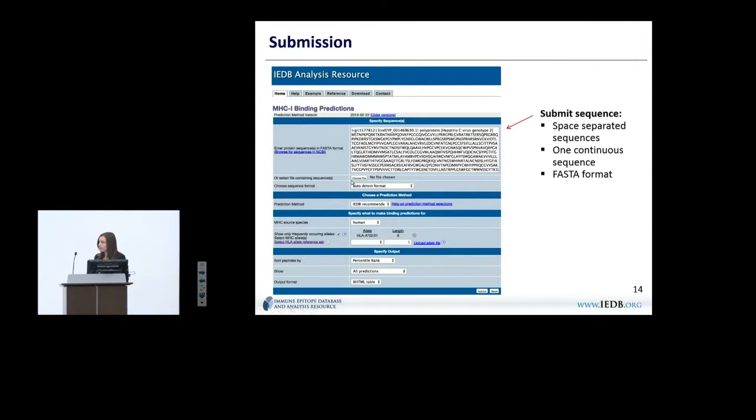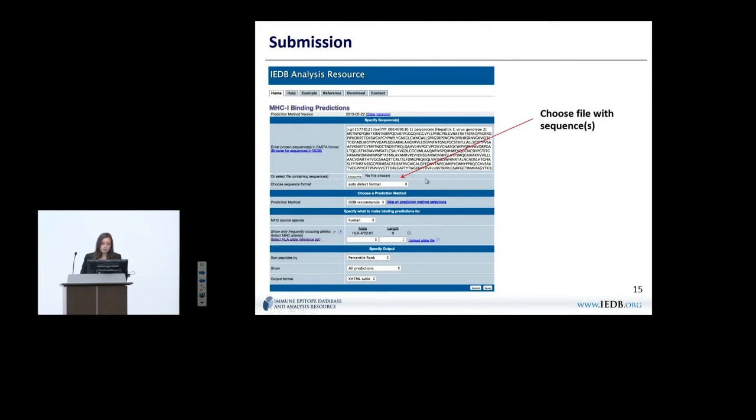So this is just getting back to the main submission page, and I'm going to walk you step by step through how to do predictions. If you come to this page, this is the place where you put your protein sequence in, the protein that you're looking for epitopes within, and you can put it in different formats. It can be space-separated sequences, it can be one continuous sequence, or it can be, probably most commonly, in FASTA format. You can also choose a file from your computer and upload several more sequences if you want to. And you can always, of course, put in more than just one sequence as well.